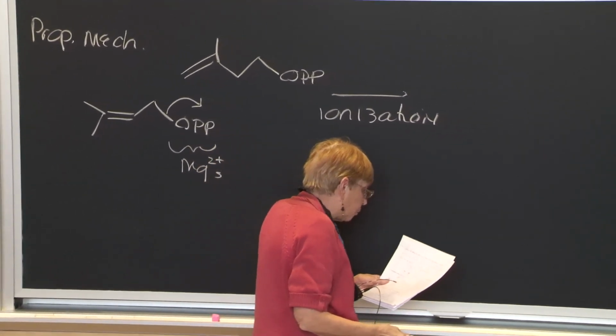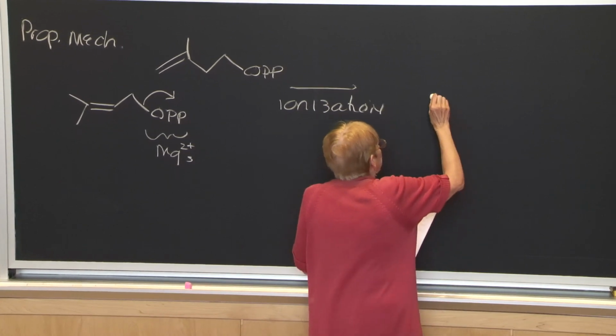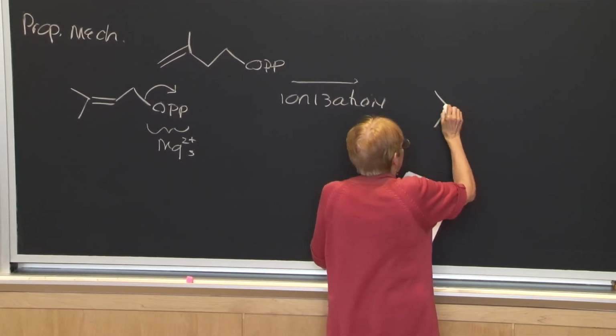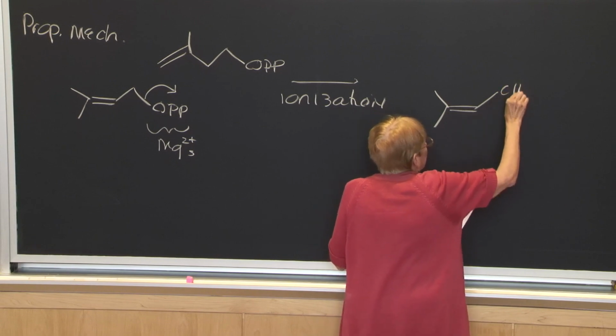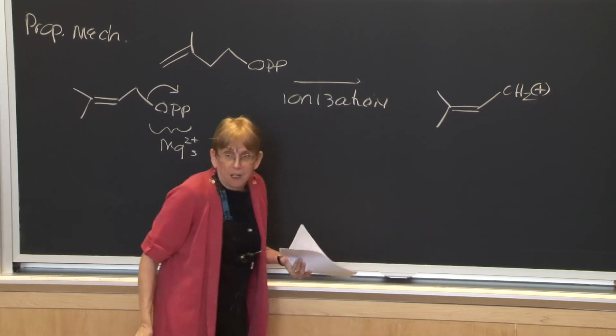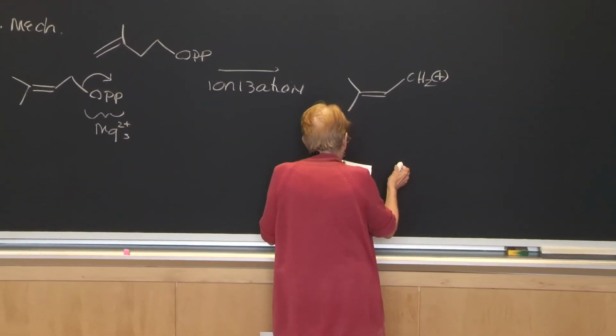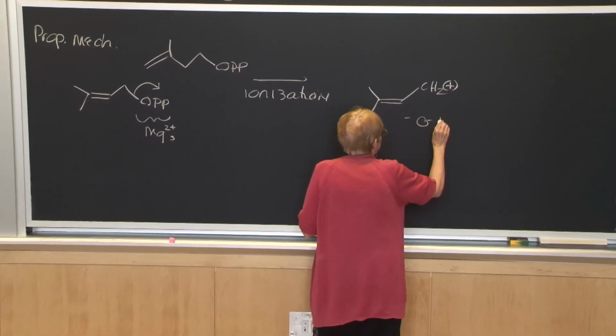And all of the reactions we're going to be looking at involve ionization. But other kinds of chemistry can also happen that we're not going to discuss. Okay, so what did we generate? We generated an allylic cation, okay? And what we also have is we lost pyrophosphate.